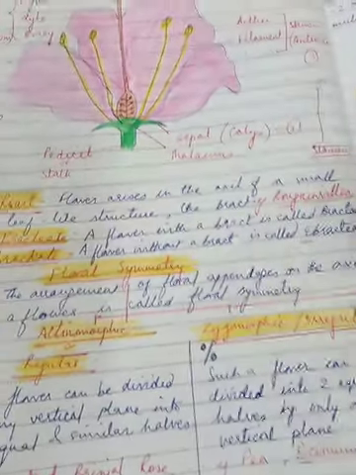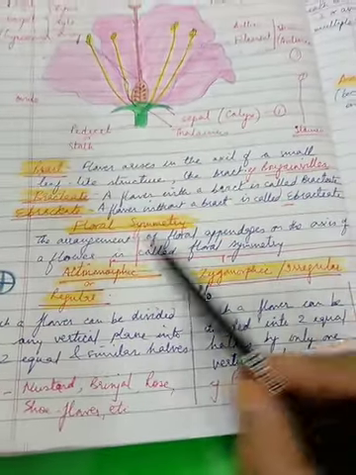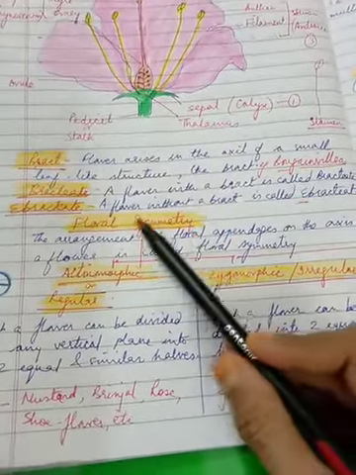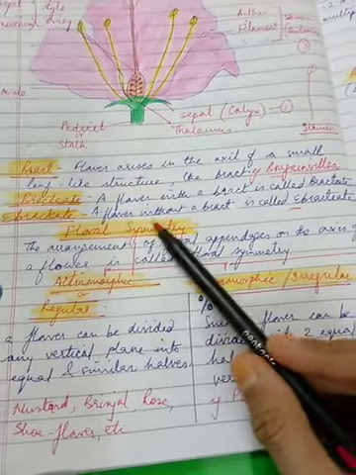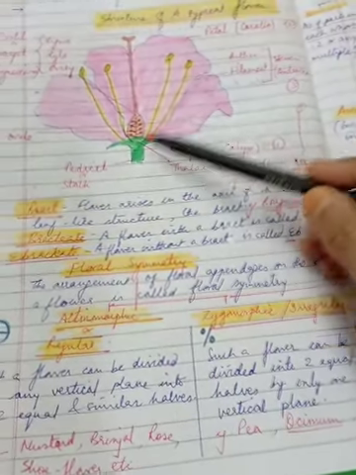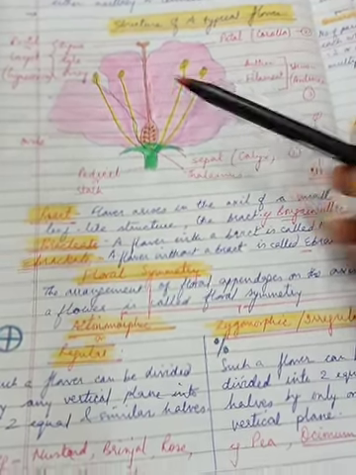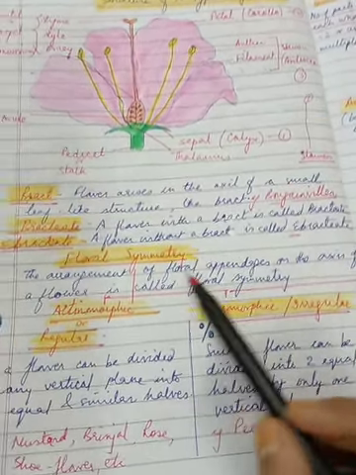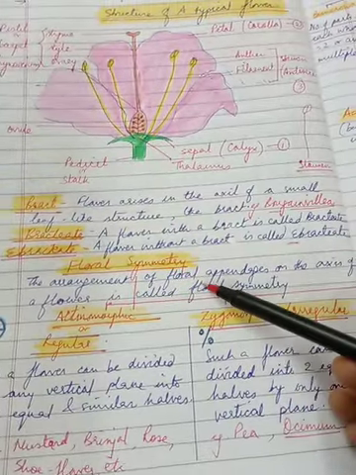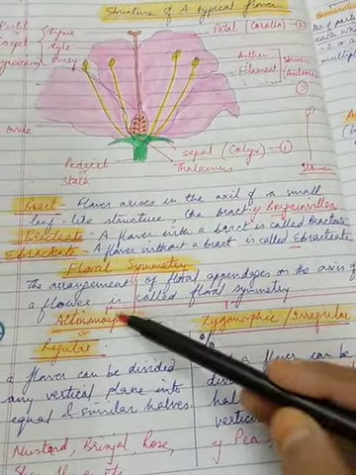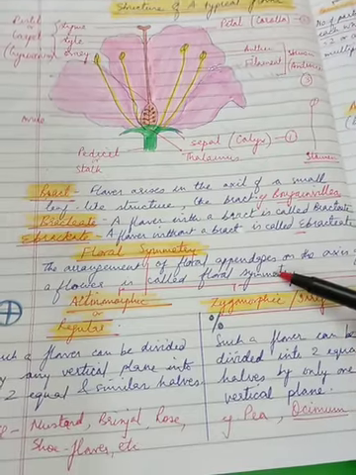Alright. Now here, this is something new that we are going to start. Floral symmetry. What is symmetry, children? We are talking of arrangement. That is, so many floral whorls we have discussed. Calyx, corolla, androecium and gynoecium. That is, in what way are these arranged? So the arrangement of floral appendages on the axis of the flower is called floral symmetry.